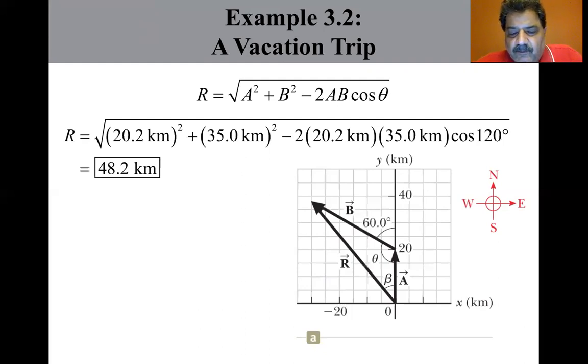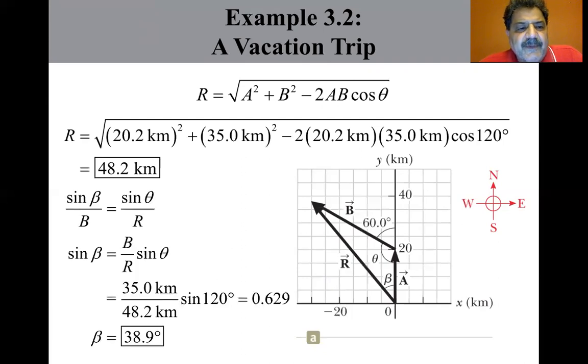And use the law of sines to find the direction of R, measured from the northerly direction. So sine beta over B equals sine theta over R. Sine beta equals B over R sine theta. And you end up with 35 kilometers divided by 48.2 kilometers times the sine of 120 equals 0.629. And so for beta, you take the arc sine of that, you get 38.9 degrees.